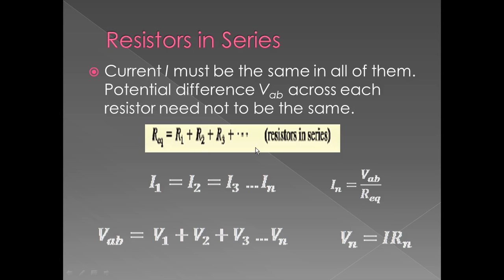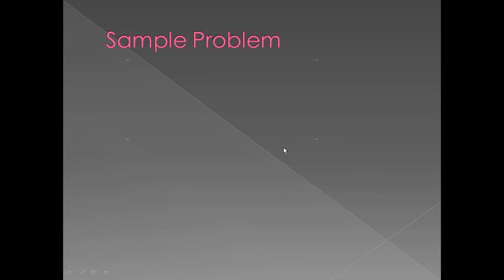So in a set of resistors connected in series, in order to get the equivalent resistance, we simply get the sum of the individual resistances of each of the resistors connected in series. So we have this equation for getting R equivalent equal to R1 plus R2 plus R3 and so on, depending on the number of resistors connected in series.